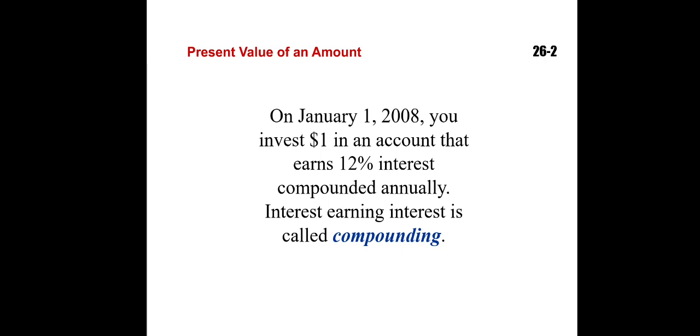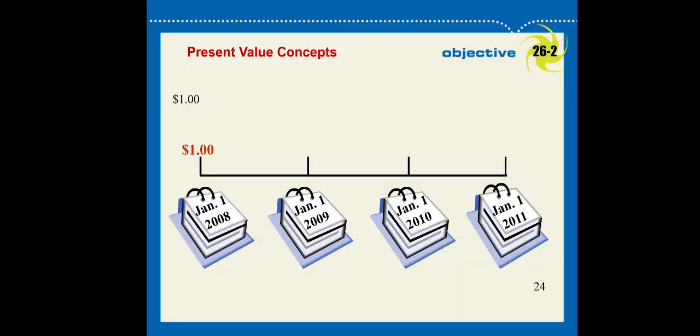This is an old example. On January 1st, 2008, you invest $1 in an account that earns 12% interest compounded annually. Interest earning interest is called compounding. Okay, this is the present value concept.